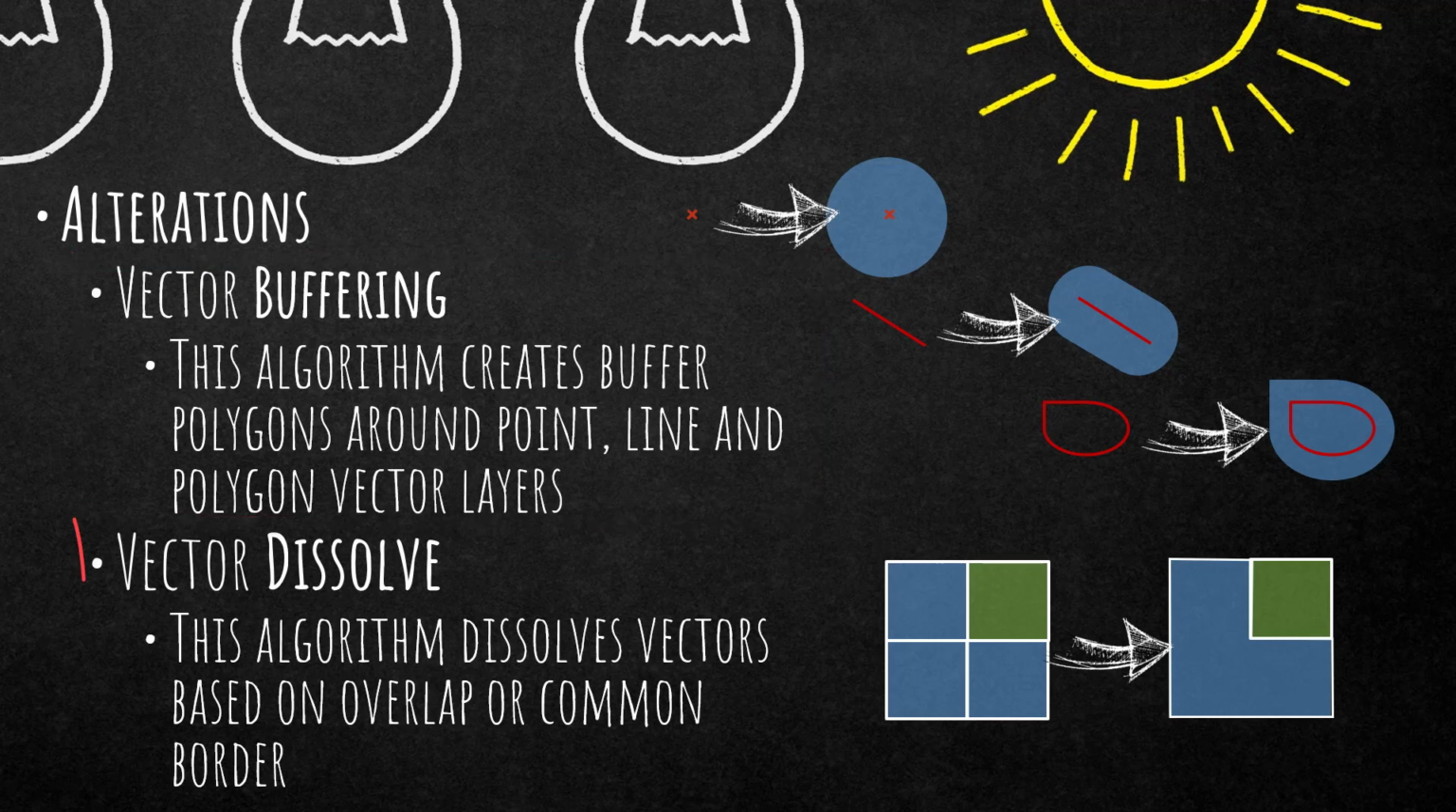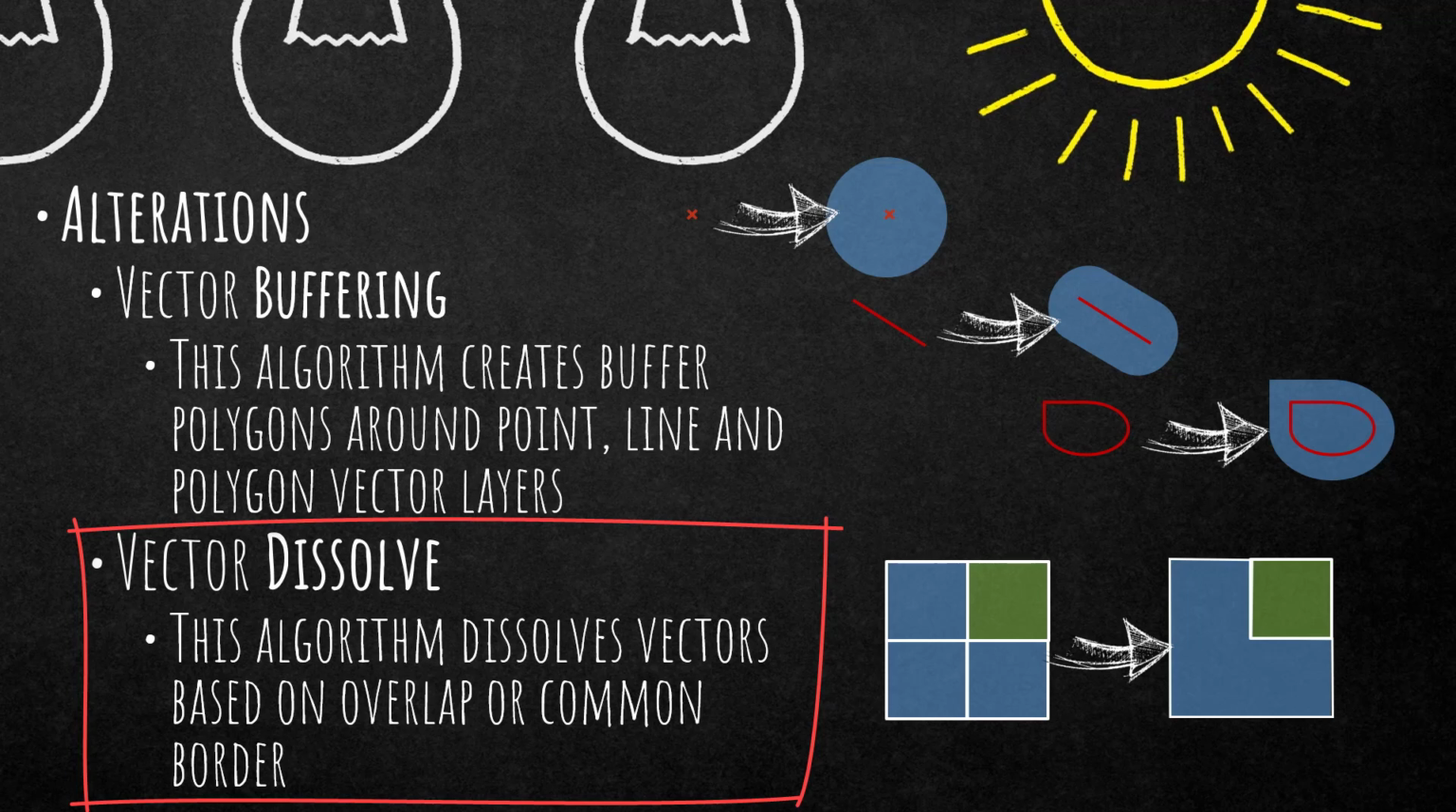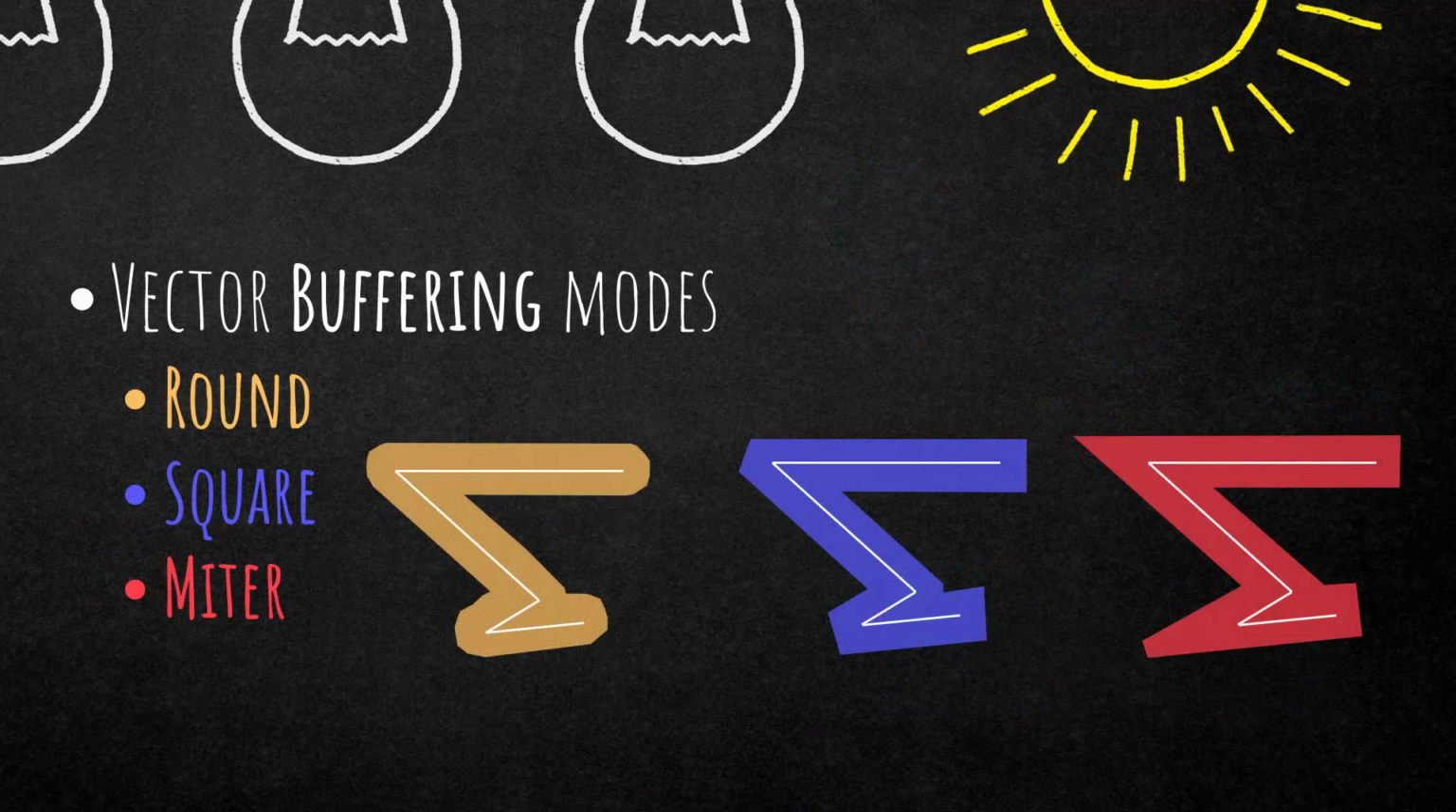And we're also going to have a look at vector dissolve. So you can dissolve vectors, you can dissolve a single vector, you can dissolve multiple vectors based on overlap or common border. Let's have a short look at vector buffering. So your different parameters that you can set if you do the buffering.